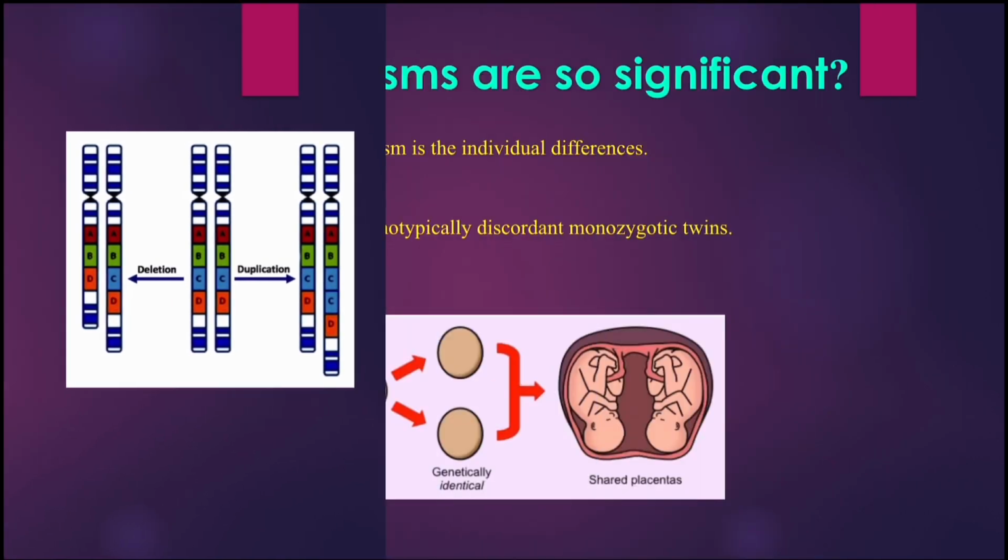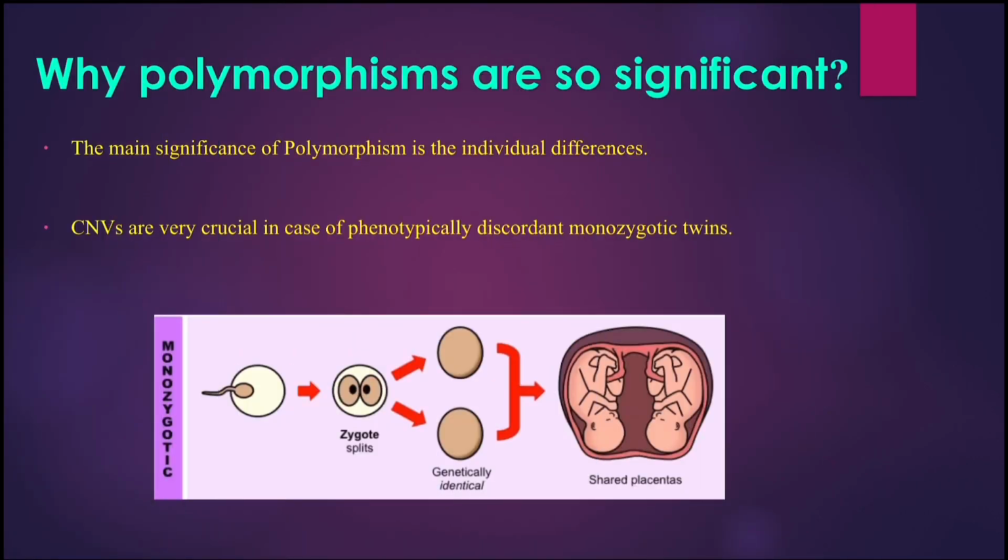Now, why are polymorphisms so significant in human genetics? The main significance is in individual differences. We all possess the same gene to code for the insulin hormone, but still there is a difference in the regulation of function of insulin in each individual. Again, we all have the same melanin gene that codes for the skin pigment, but there are so many varieties of skin tones present in the human population.